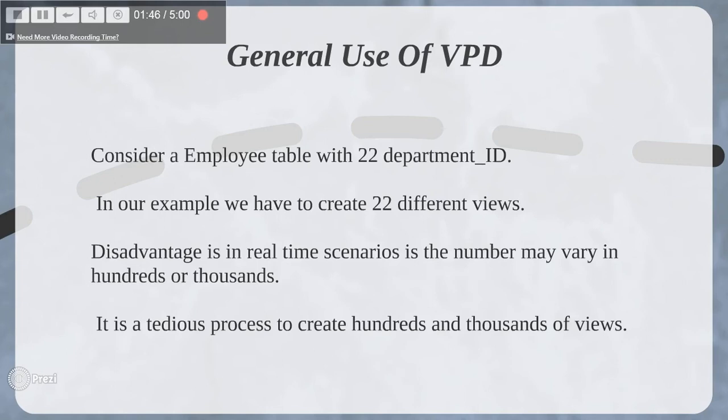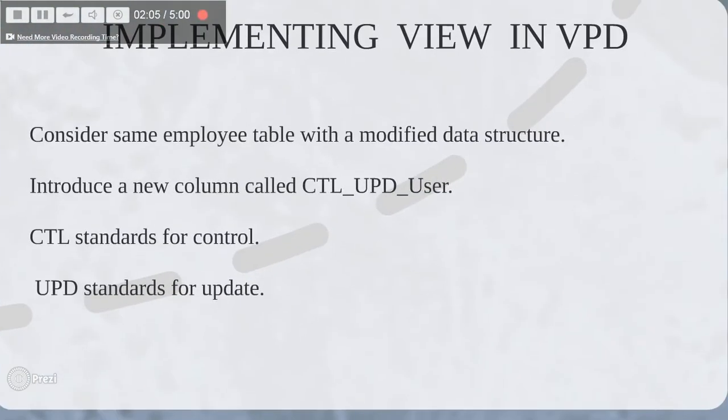In this slide, I am going to explain how a general view is implemented. Consider an employee table with 22 department IDs. In this case, we have to create 22 different views. The disadvantage is that in real-time scenarios, this number may vary in hundreds and thousands. It's a tedious process to create hundreds and thousands of views. The problem is overcome in the upcoming slides.